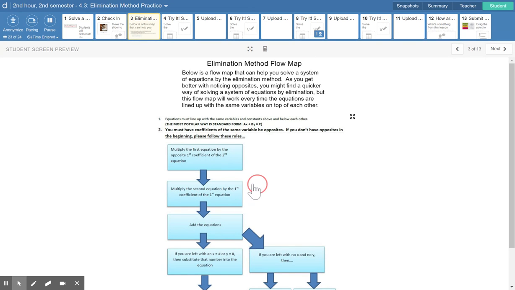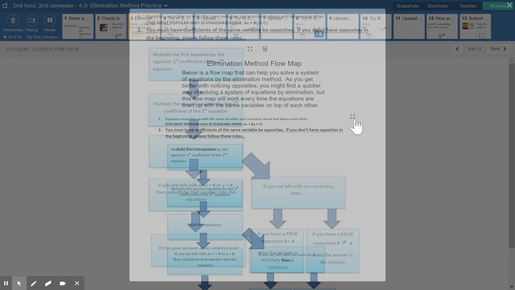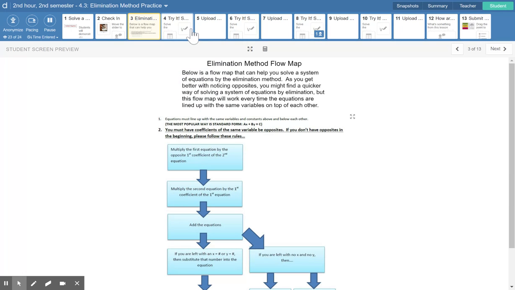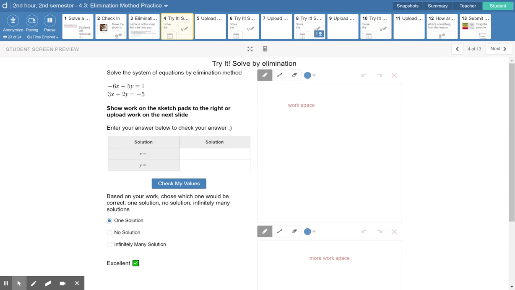So once again, we included the flow map for you. This flow map works every single time. If you found a different way to multiply to get one of the variables to cancel out, that would be totally acceptable. But we use this flow map to help guide the students. So notice that we have these two equations in standard form.